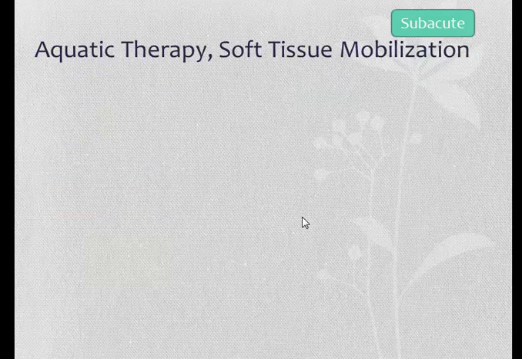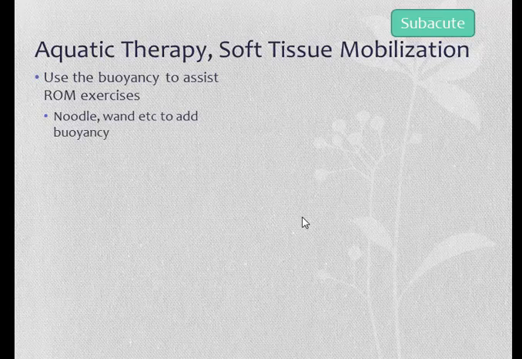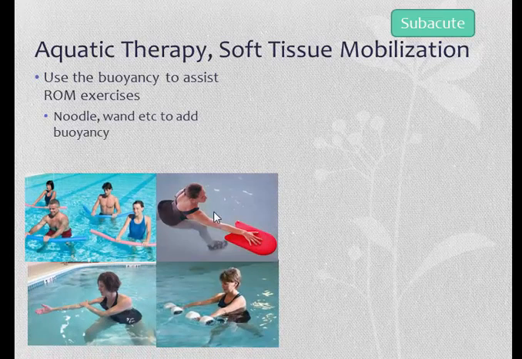a lot of different things. Subacute phase, continuing on, maybe I can do aquatic therapy. So maybe I can have my patient simply be immersed in deep water, maybe neck down, or I can have him use specific equipment that would add some buoyancy to his arm, so we can work on some shoulder range of motion.